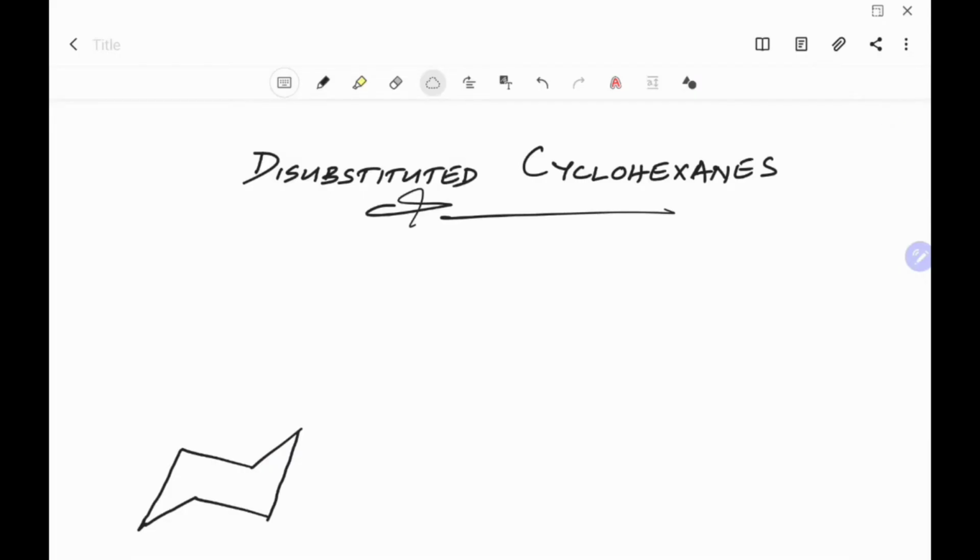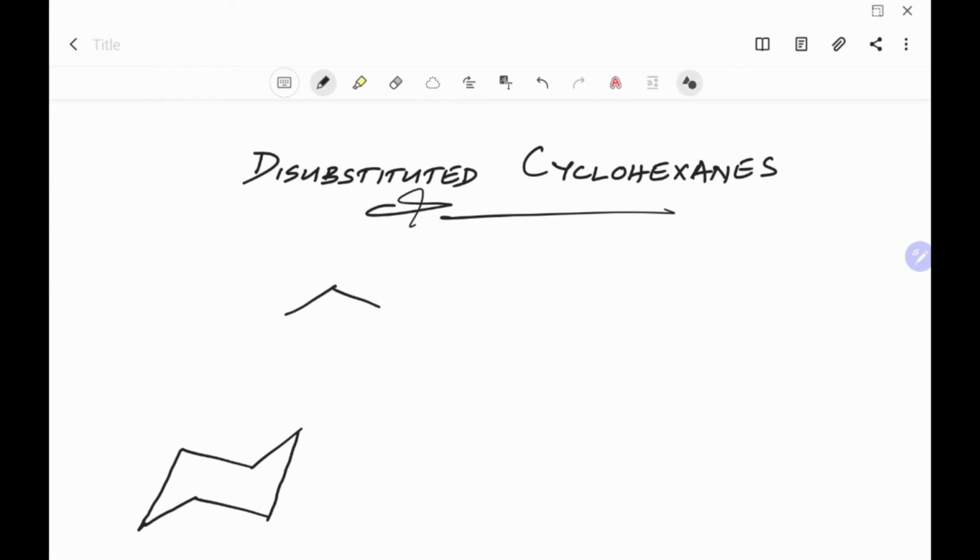Alright, so now we are going to move into the most complicated part of the lesson, which is disubstituted cyclohexanes. Okay, so when you have two substituents on cyclohexane, you have to consider the steric effect of both substituents. Both substituents. So there are three types of cyclohexanes that are possible. Let's try out these three types.